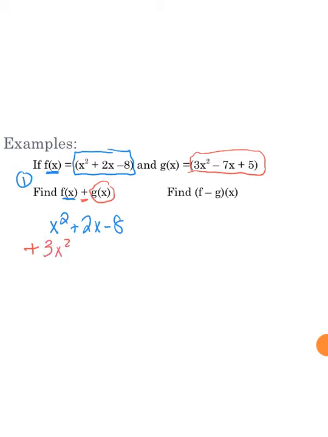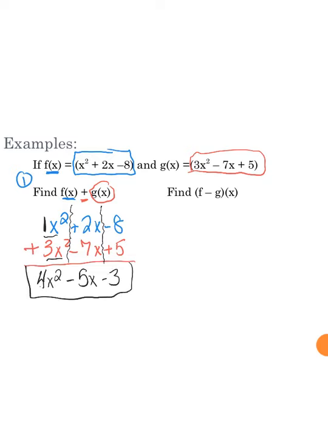If you remember, when you learned how to add or subtract polynomials, your teachers should have told you that you line them up vertically. Now that I have them lined up, I'm going to add. This is an x squared, and so is this. All I'm going to do is add 1 plus 3, and I get 4x squared. If I look at the second set of like terms here, 2x minus 7x is negative 5x. And if I look at the last column, or the last like terms, negative 8 plus 5 is negative 3. So this is my answer.